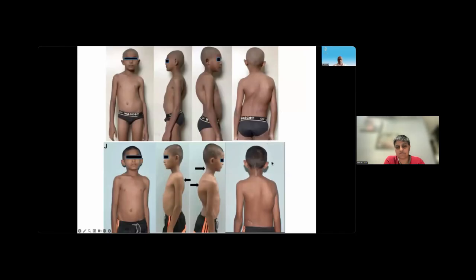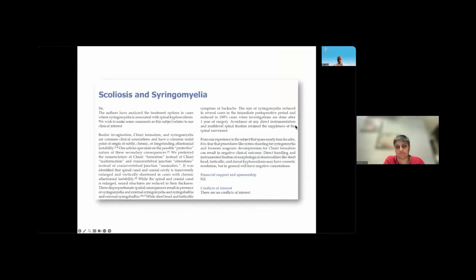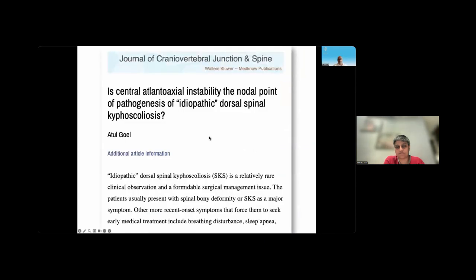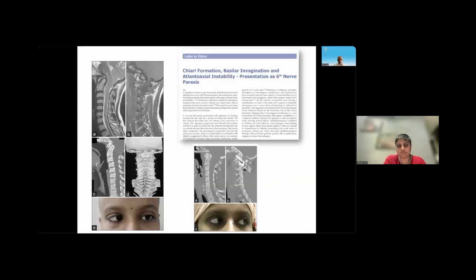This is after 3 weeks of operation. See, the spine has become straight. You would have introduced several screws and several rods and demolished the person. Scoliosis and syringomyelia is a subject. Rotatory dislocation can be a cause of kyphoscoliosis. It can be idiopathic dorsal scoliosis. Nobody knows what is the treatment.